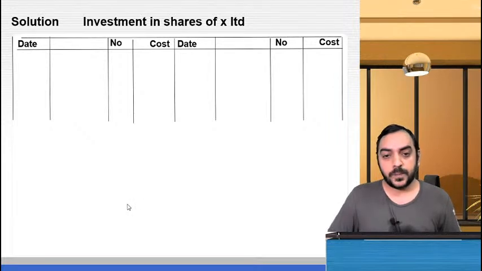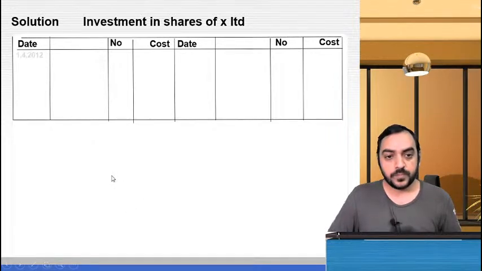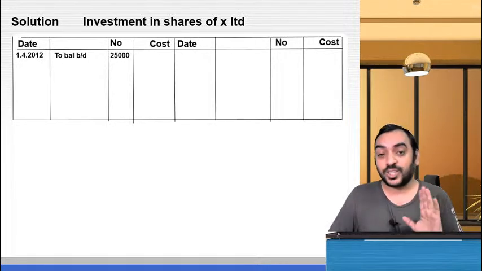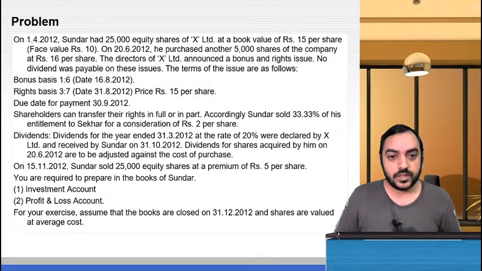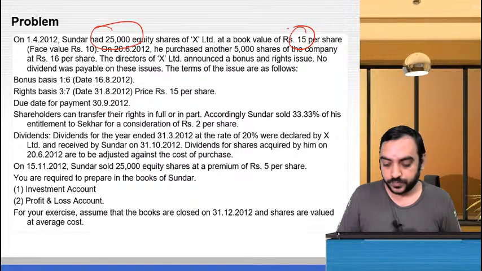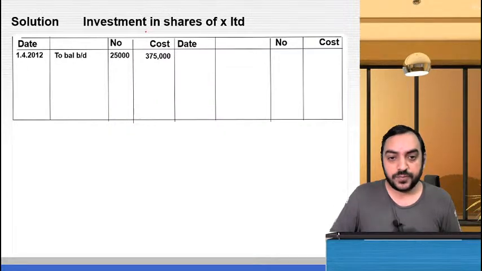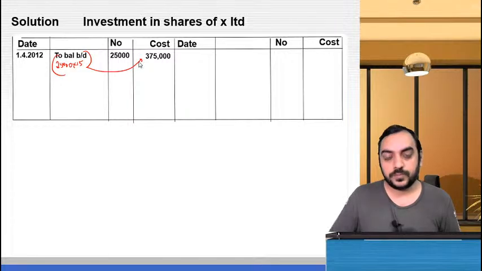Let's write the amounts now one by one. 1st of April, balance brought down 25,000. No interest accrued here. No dividend will accrue here. 25,000 shares, cost is 3,75,000. Here 25,000 shares at 15 rupees each, 3,75,000.